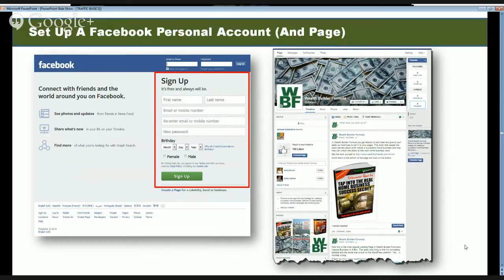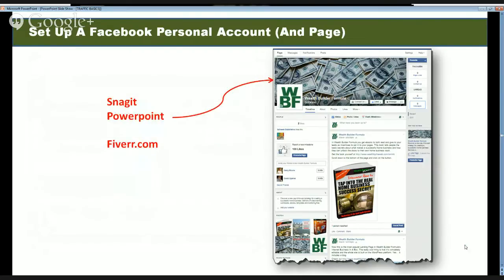Eventually, you're going to want to set up a page, because certain kinds of advertising require that you have a Facebook page. For now, you don't really need to worry about it. We're trying to keep this as simple as possible. And when it comes time to do a page, you're going to want to have pictures.